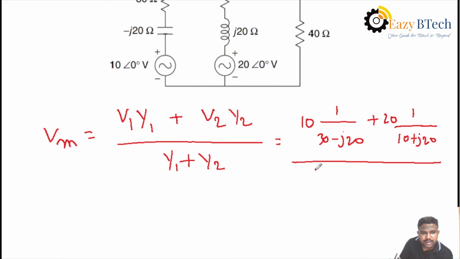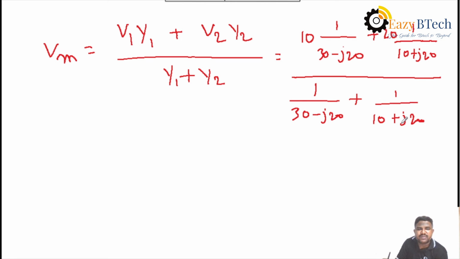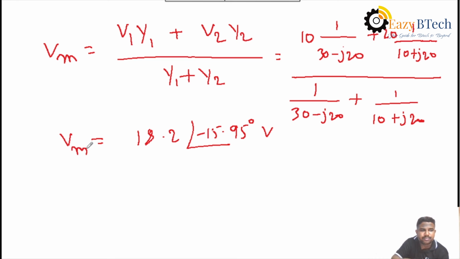By, that is, 1 by Y1 value and 1 by Y2 value. That is, Y1 is 1 by Z1, where Z1 is 30 minus j20, plus Y2 is the reverse of Z2, where Z2 is 10 plus j20. Then simplify those calculations. Then the Vm value you will get is 18.2 at an angle minus 15.95 degrees volts. Okay, this is the value of Vm.